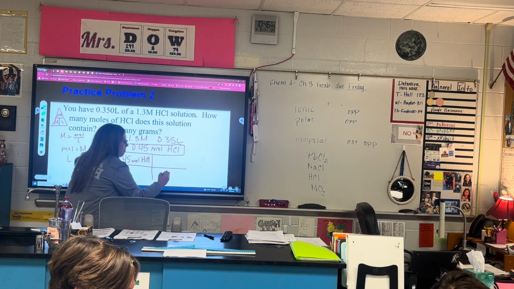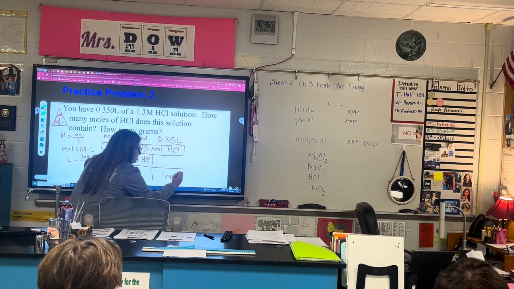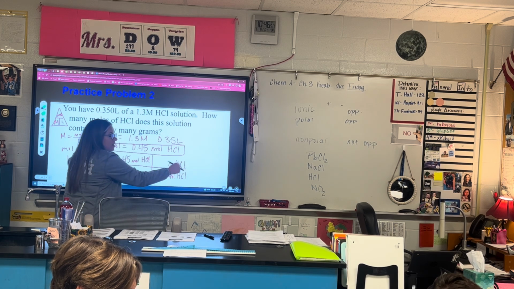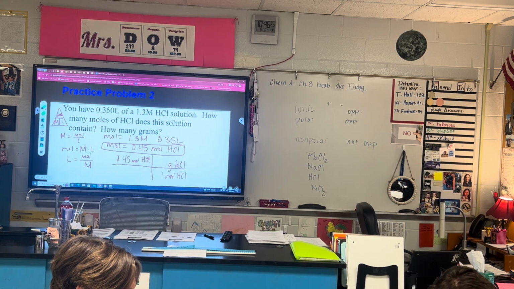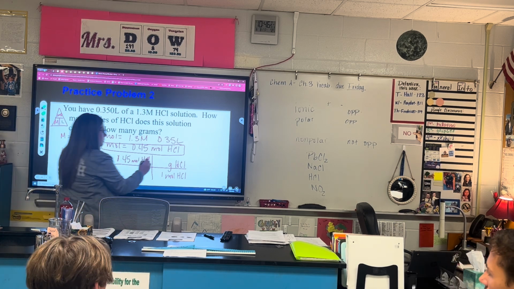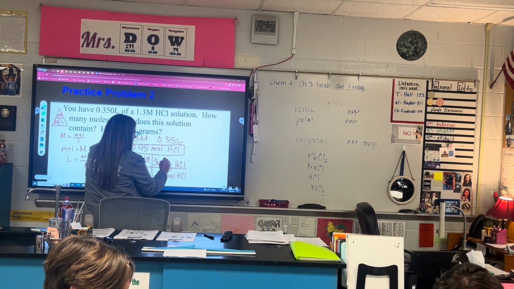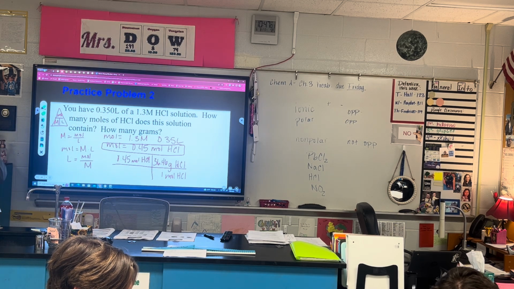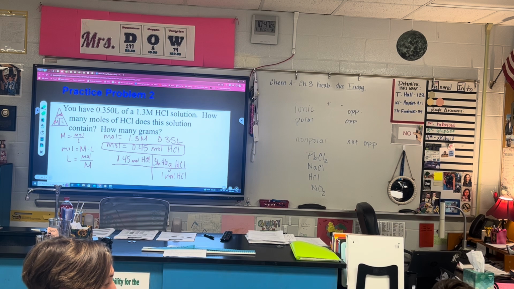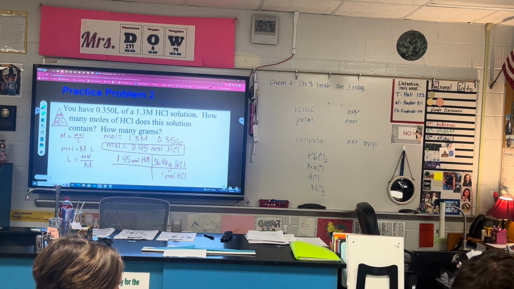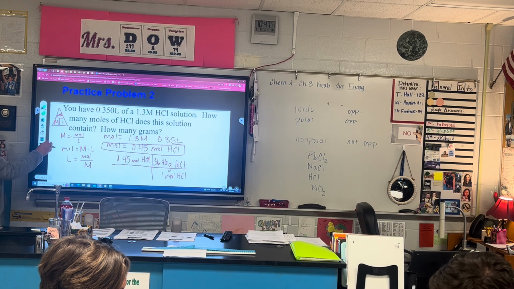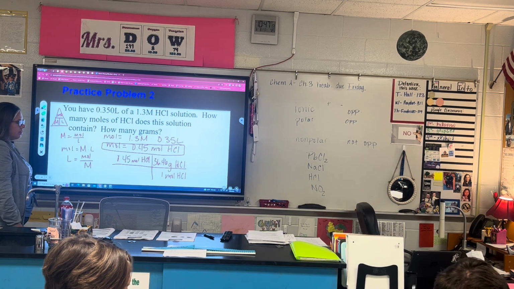So 1 mole of HCl goes down here, and then I've got to find the mass of it. So what would the mass of HCl be? Like 36.46. Do the math in your head. So this time we would multiply our mass of HCl times our 0.45 moles. And what do you get?